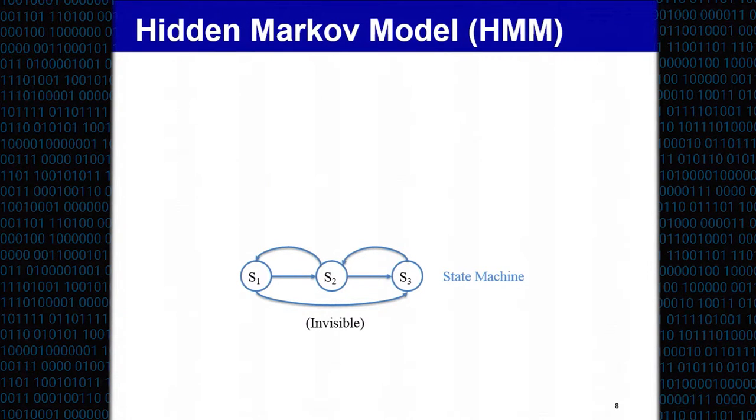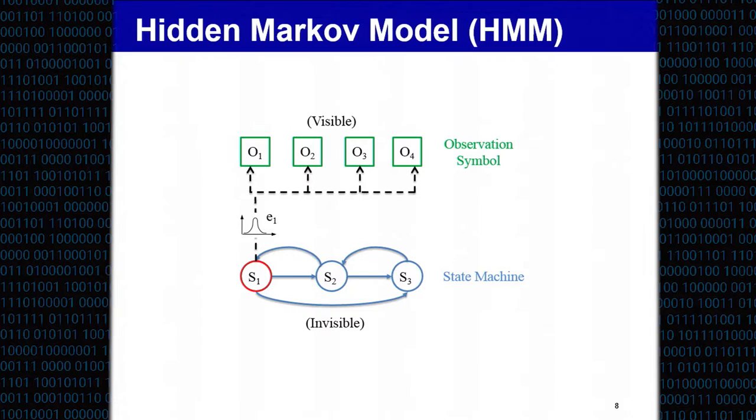The hidden Markov model consists of three parts. The first part is a state machine. The state transition here is a Markov process, which is invisible. During state transition, its hidden state can generate a visible observation with a certain probability distribution. We call these probability distributions emission distributions. Hence, the visible observation leaks information about the hidden state.